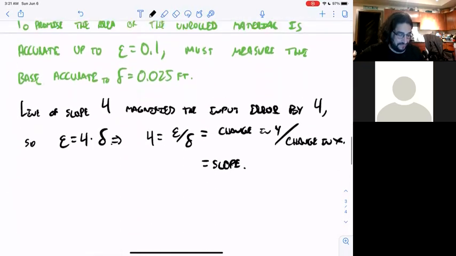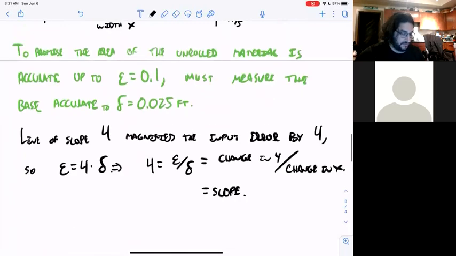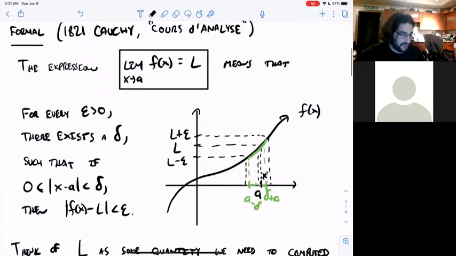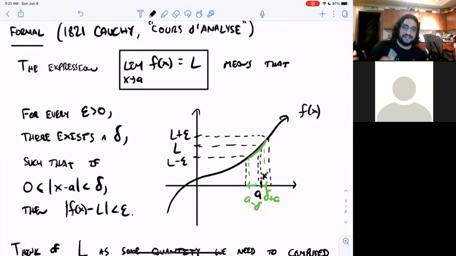So, all right. So that's a little chat about the formal definition of a limit. Hopefully that demystifies that pile of symbols a little bit for you.